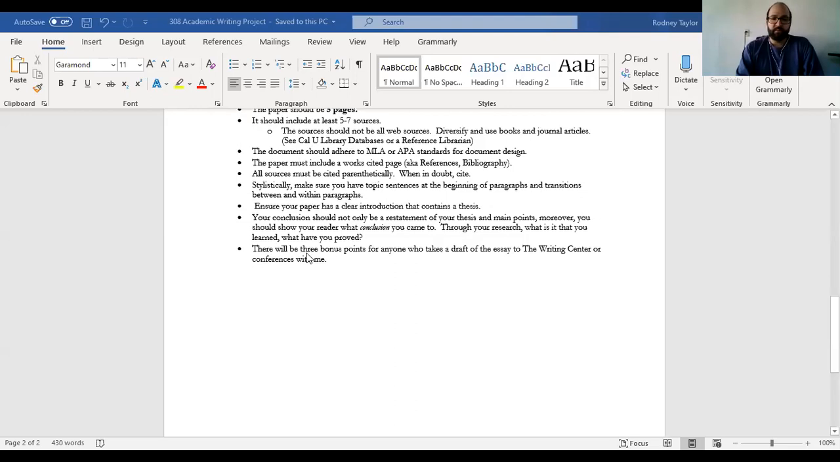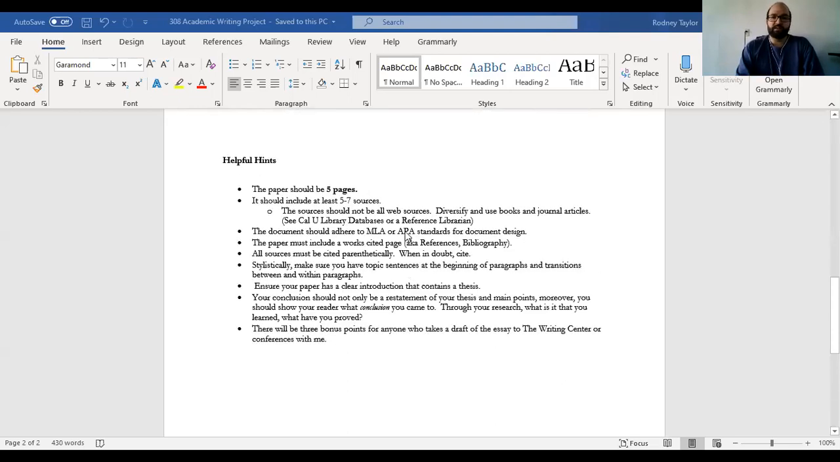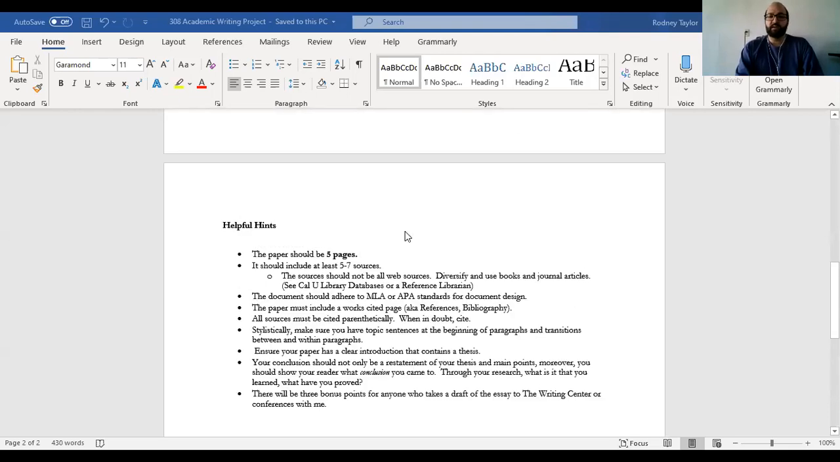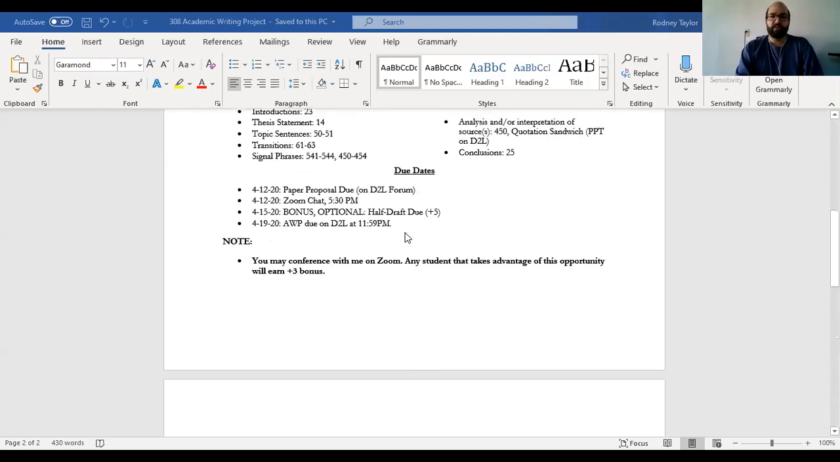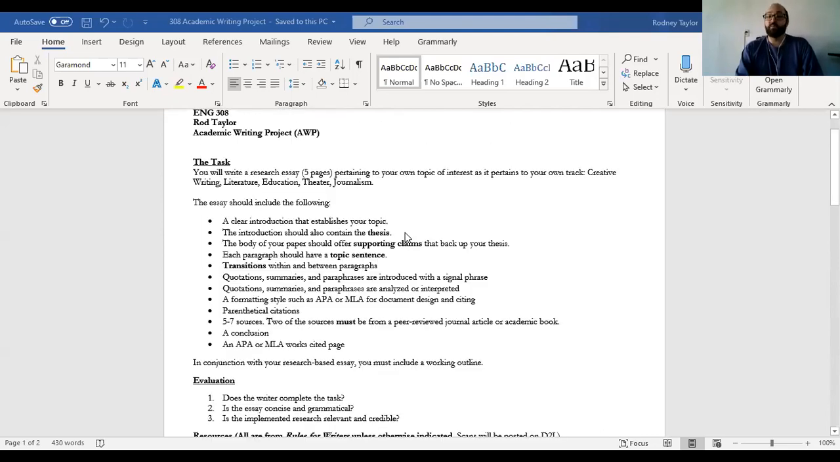And then there's a couple other helpful hints. And then I'll also give you 3 bonus points if you virtually take your paper to the Writing Center. And again, that's just more opportunities to beef up your grade, if you're unsure about how to go about getting more points.